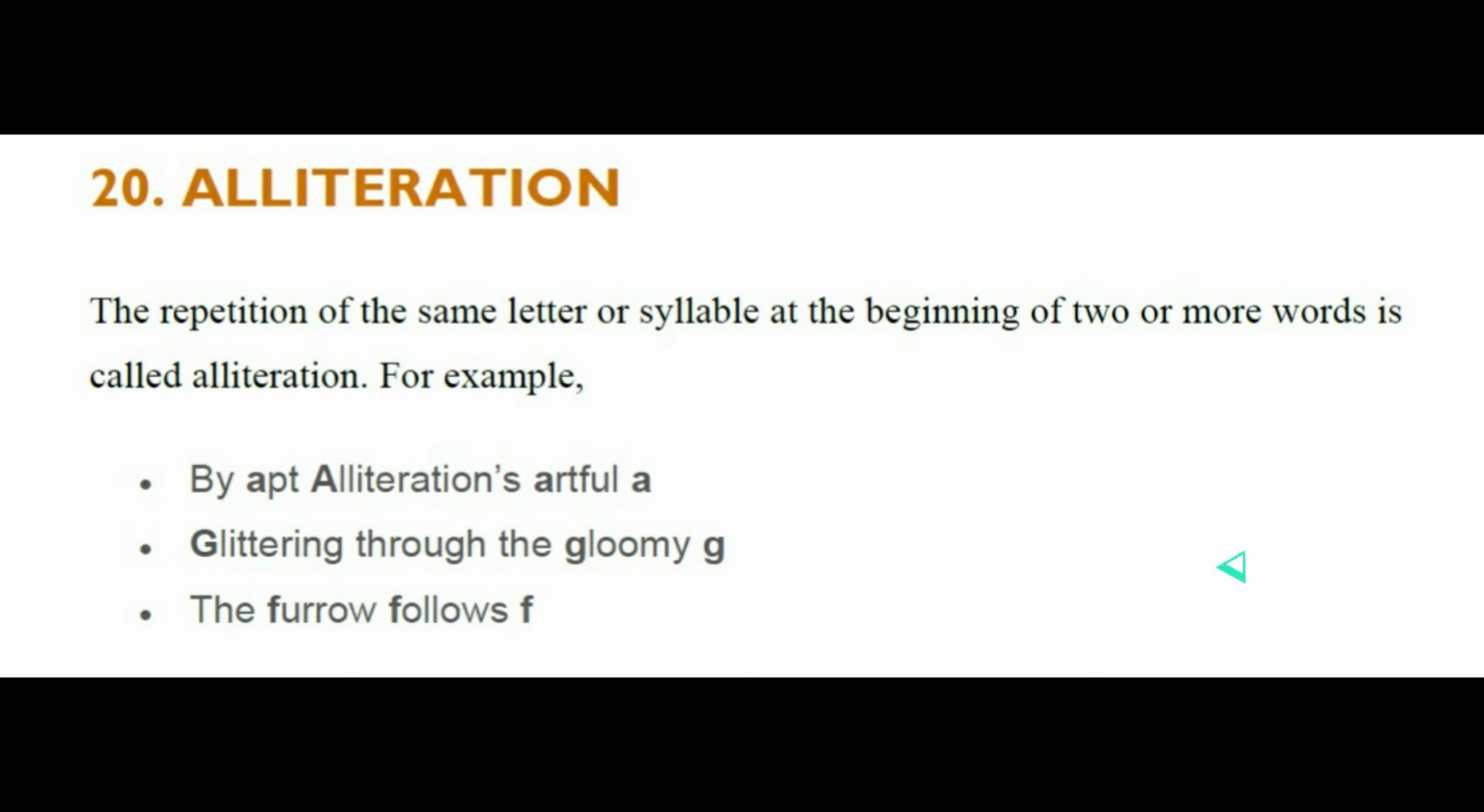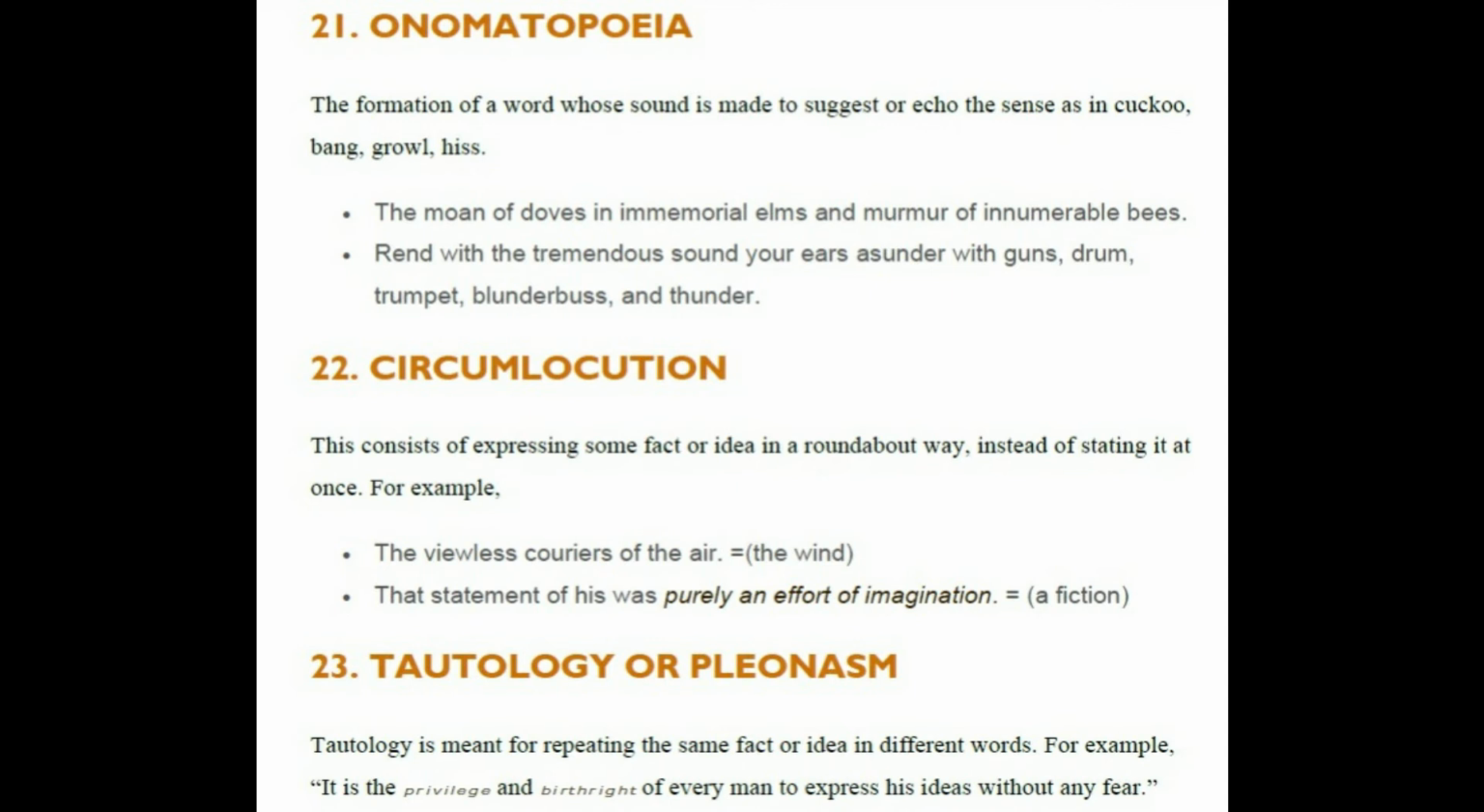Then we have onomatopoeia. In onomatopoeia, this particular figure of speech, let's do in detail, is used of words which produce sounds or echoes for poetic effect. The formation of a word whose sound is made to suggest or echo the sense, as in the words cuckoo, bang, growl, hiss. So such words which make sounds, like for example boom, tingling, murmur, purring, hissing. If they are there in that particular line, then that is onomatopoeia.